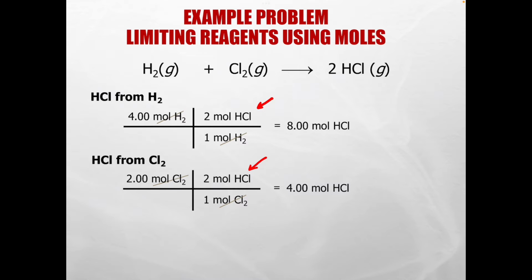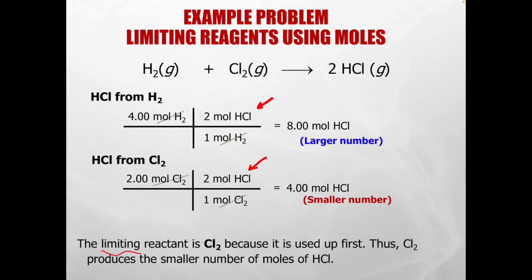So now this calculation, this bottom one, assumed chlorine was limiting. Each one of these calculations assumes one of our reactants is our limiting reagent. The actual limiting reagent will produce the smaller amount of product. So since chlorine produced a smaller amount of hydrochloric acid, chlorine is our limiting reagent, because it produced a smaller amount of product. That means we'll use up all of our chlorine and we can't make any more hydrochloric acid.